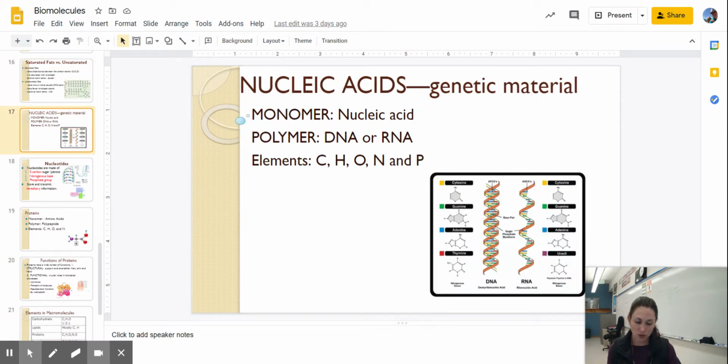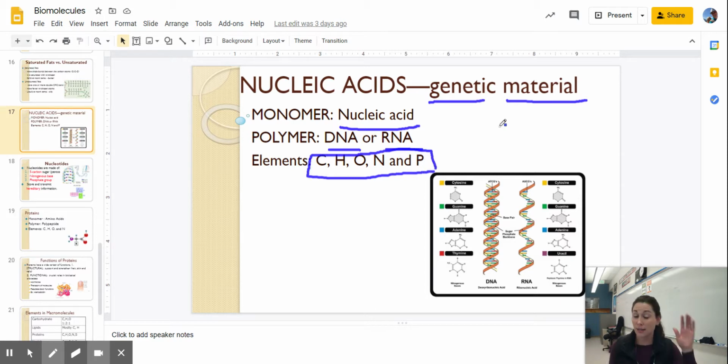Okay, we're going to switch gears again. I want you to move over to the box that says nucleic acids in your notes. Nucleic acids are our third biomolecule, and they house the genetic material in each of your cells. The monomer is the nucleotide, and the polymer is DNA or RNA. You need to know that nucleic acids are made of carbon, hydrogen, oxygen, nitrogen, and phosphorus. Now remember, carbohydrates were made of carbon, hydrogen, and oxygen. Lipids were made from mostly carbon and hydrogen. And now we've added these other elements in nucleic acids, so we've got this nitrogen and this phosphorus.